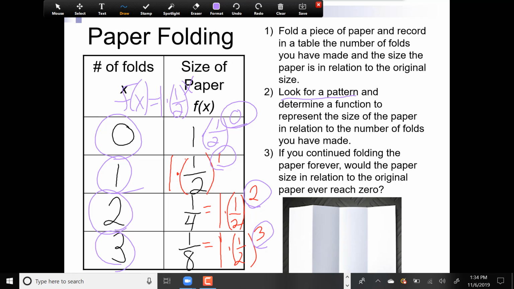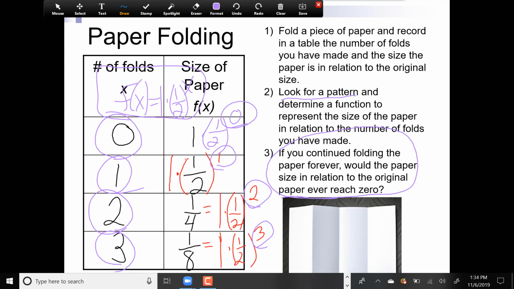Now, this question right here, if you continue to fold forever, would the paper size in relation to the original paper ever reach 0? And no, that paper would never disappear. So it's never going to reach 0. It'll get smaller and smaller and smaller, but never reach 0. That's going to be important in terms of the graph of this function.